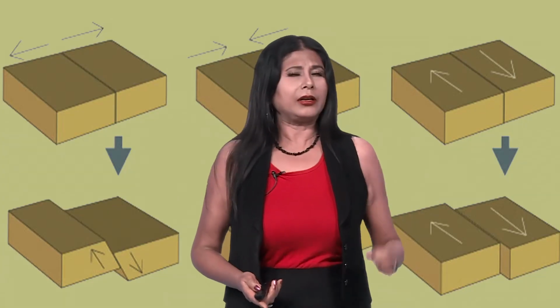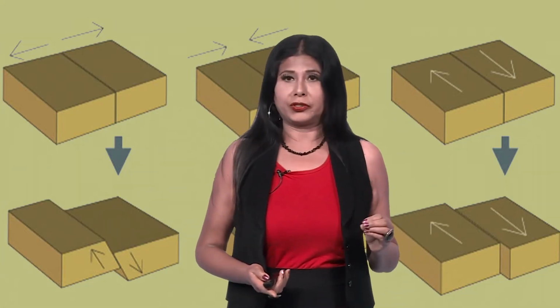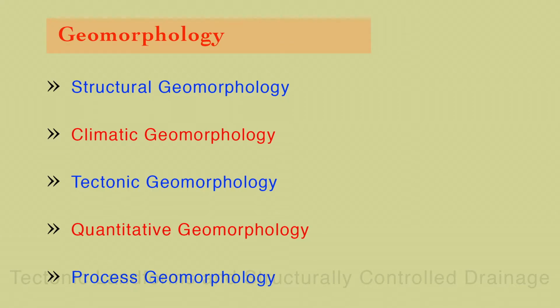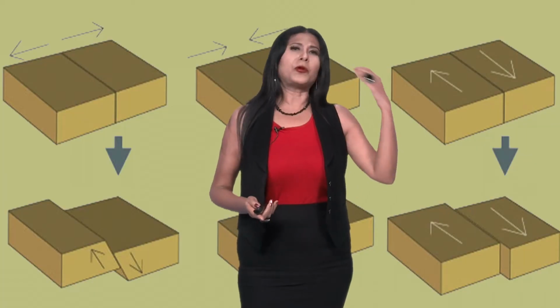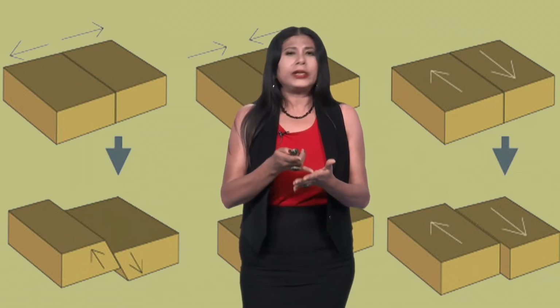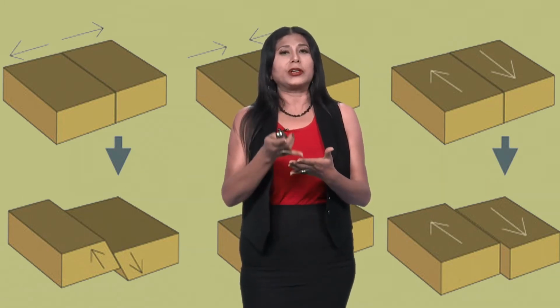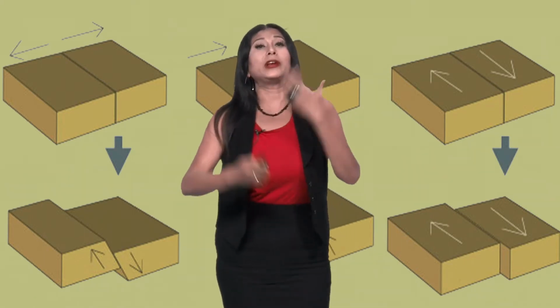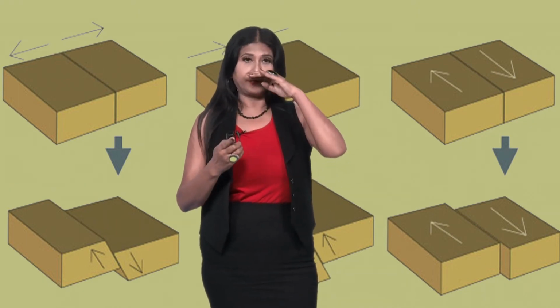There are several branches of geomorphology: structural geomorphology, climatic geomorphology, tectonic geomorphology, quantitative geomorphology, and the process geomorphology. There are different types of process geomorphology. When we say tectonic geomorphology and structural geomorphology, they are more or less related. They may not be the same.